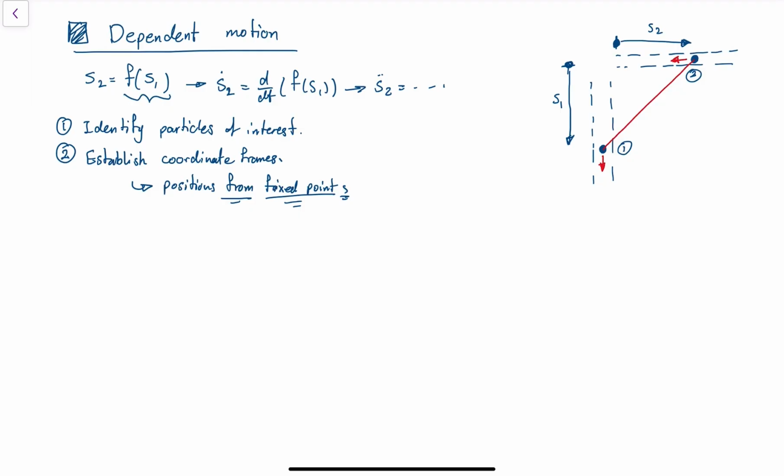What else did I want to say? Fixed points, position from... Yeah, I don't remember. I think maybe that was what I wanted to say.